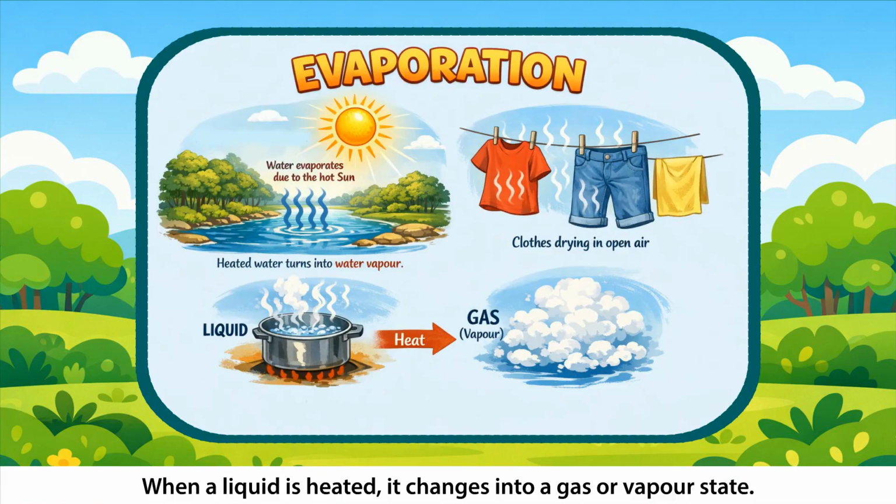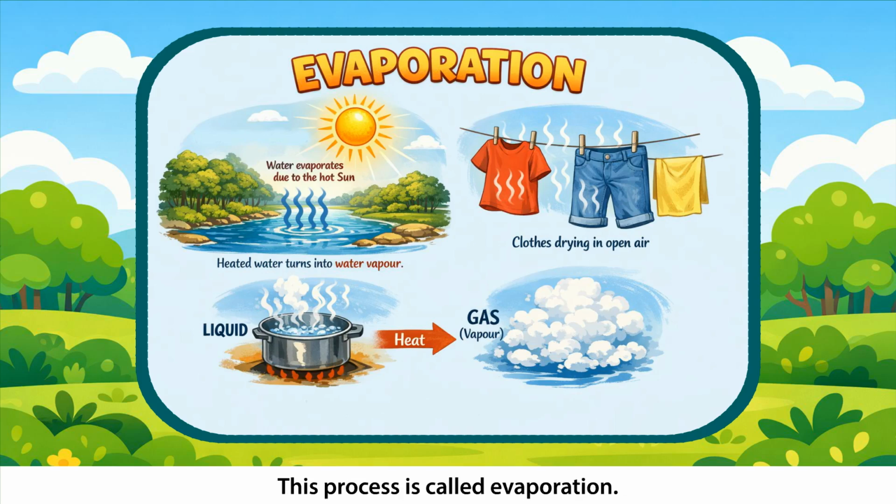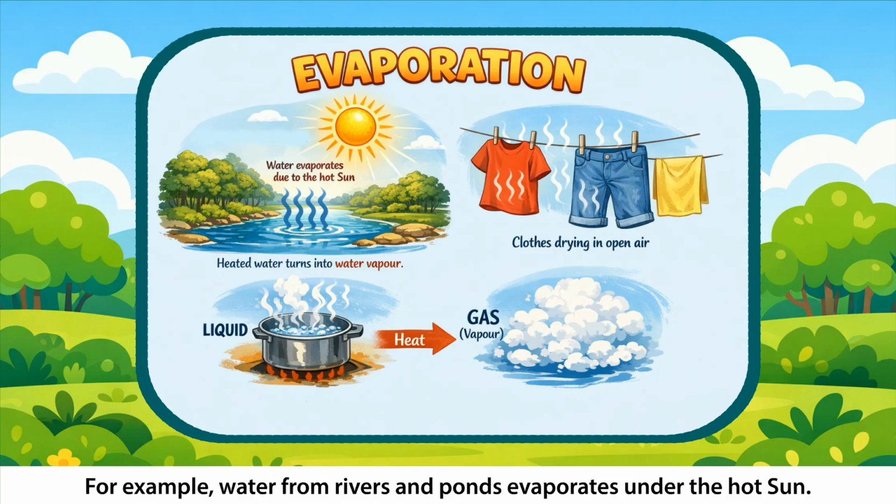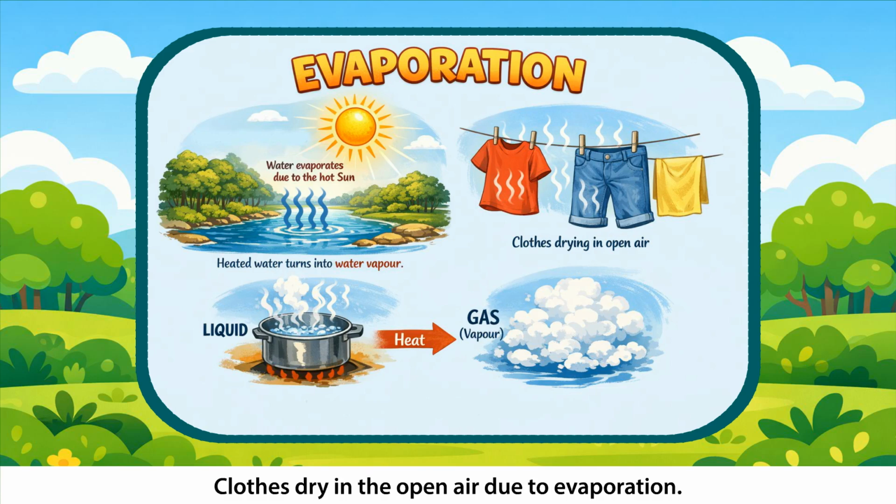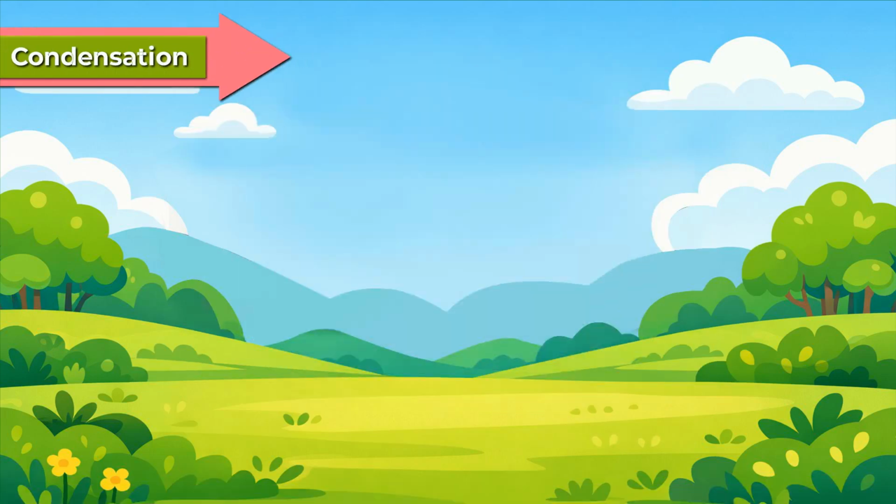Evaporation. When a liquid is heated, it changes into a gas or vapor state. This process is called evaporation. For example, water from rivers and ponds evaporates under the hot sun. Clothes dry in the open air due to evaporation.